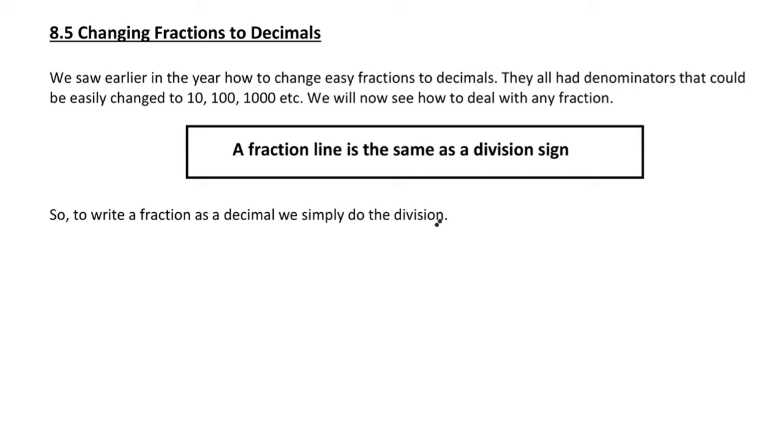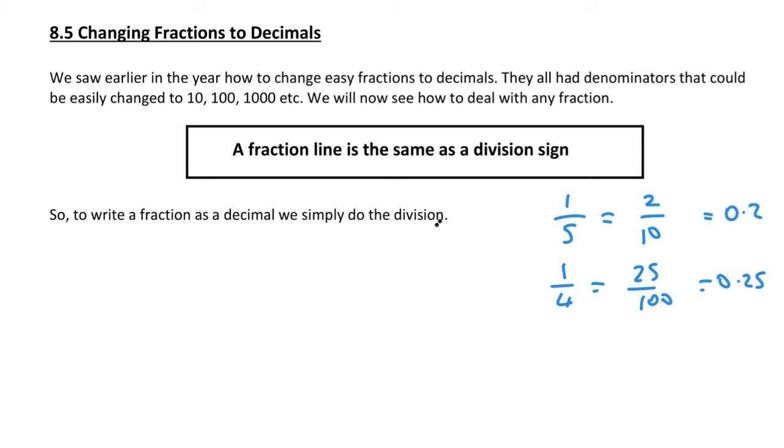8.5, changing fractions to decimals. We saw earlier in the year how we could change easy fractions into decimals, but they all had denominators that could be easily changed to 10, 100 and 1000. So for instance, we know if we had 1/5, that would equal 2/10, which then is going to be 0.2. If we had 1/4, that would be 25 over 100, which is 0.25.